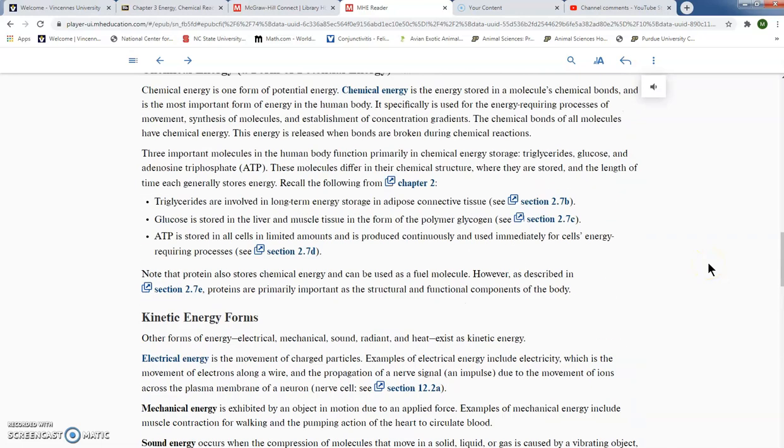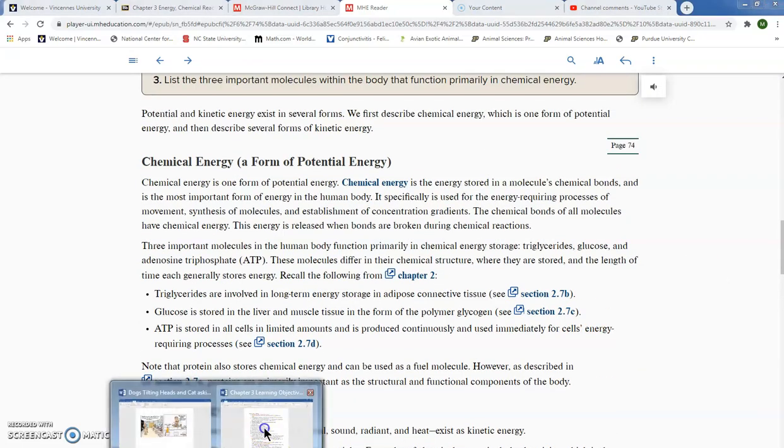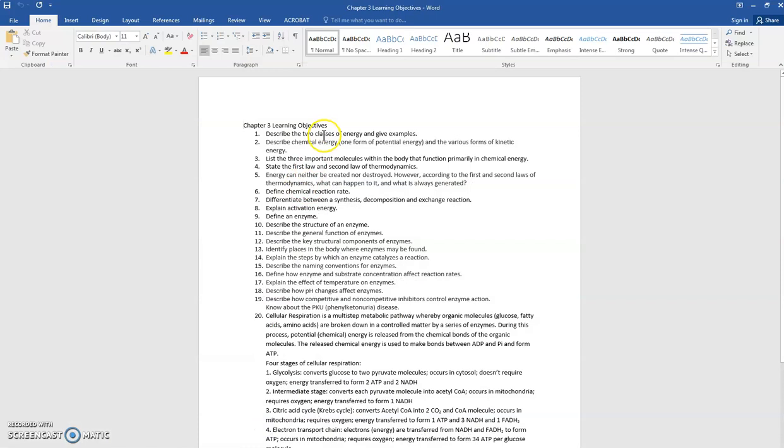All right. So that was our first two objectives. We talked about the two classes of energy, potential and kinetic, and then some examples of potential energy, which is mainly chemical energy, and then some of kinetic energy. So the last thing we'll talk about in this video is our three important molecules within the body that function primarily in chemical energy, which means they're usually the ones that our body will break down their bonds, so that way we can get energy from those bonds.